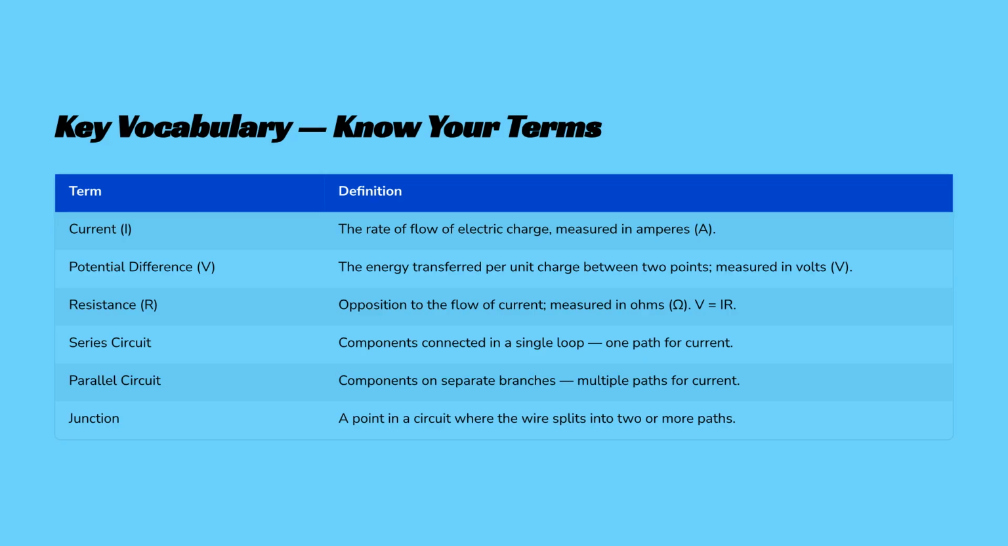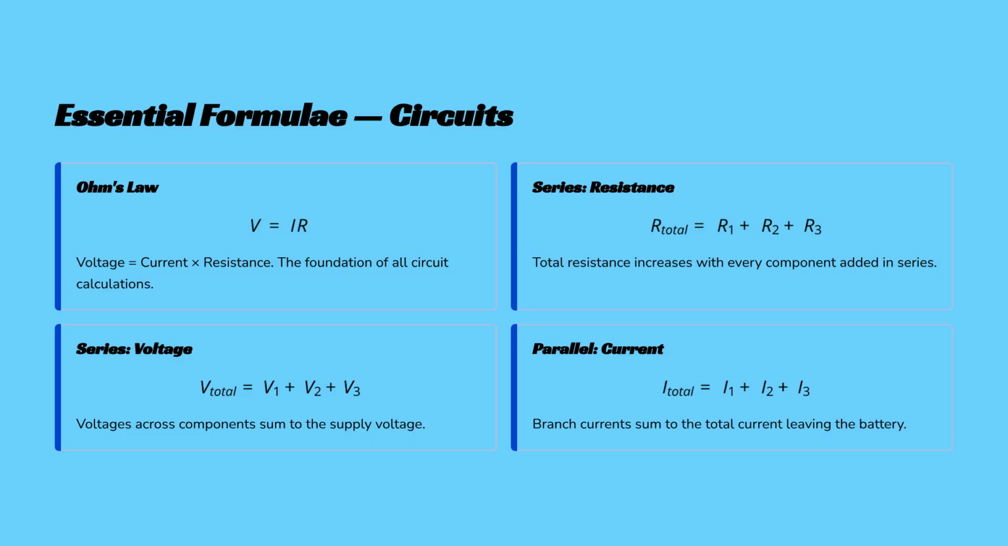Refer to this key vocabulary list during your revision. Understanding terms like potential difference, resistance, and the definition of a circuit junction will give you an edge in your exam. These are the essential formulae you must memorize. Ohm's law, the additive nature of resistance in series, the division of voltage in series, and the summing of currents in parallel are your core tools.